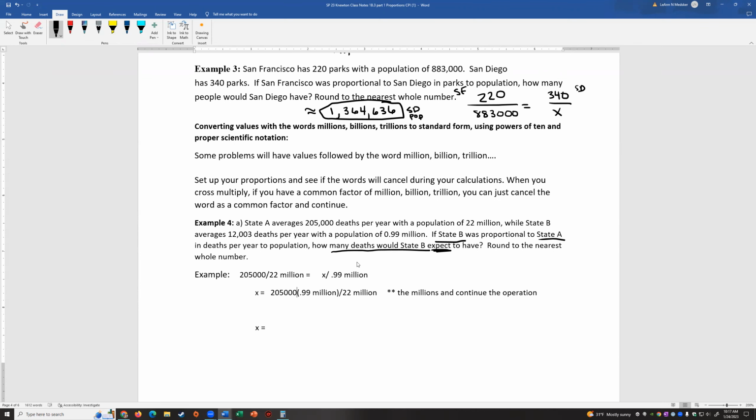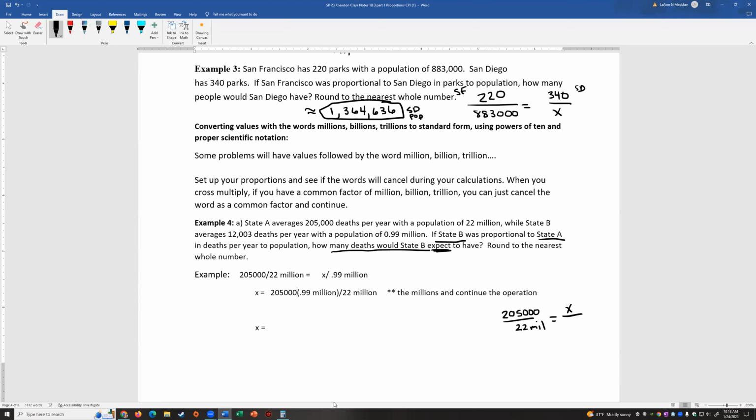So notice that's why instead of putting the 12,003 on top, I'm putting the X, because we're saying, okay, well, state A and state B are different because if you actually divided both of those ratios, they're not the same. We're asking what if they were the same. So if this state is the same proportion of deaths to population as this state, what should we expect state B to have for number of deaths? So when you go to look at this, I'll write it better because sometimes when you write it in Word, it doesn't stack nicely.